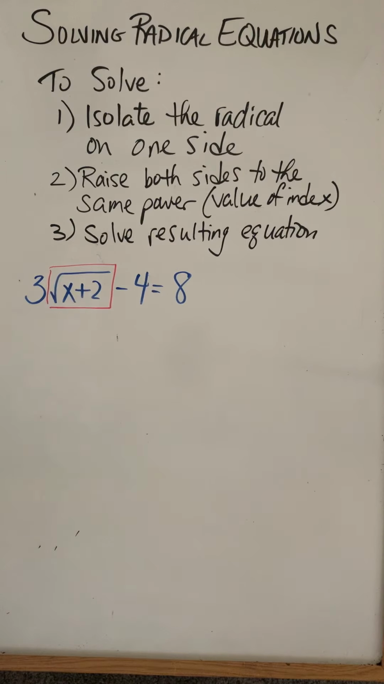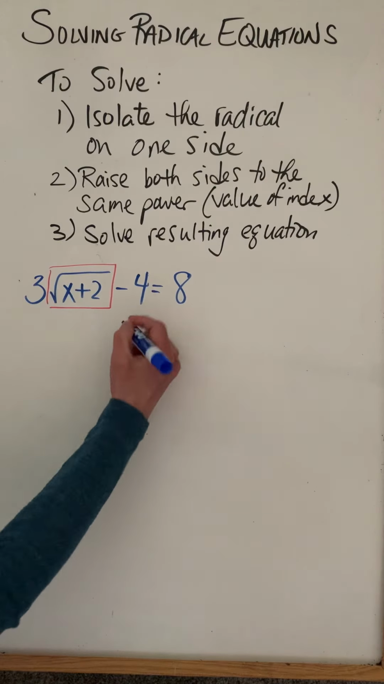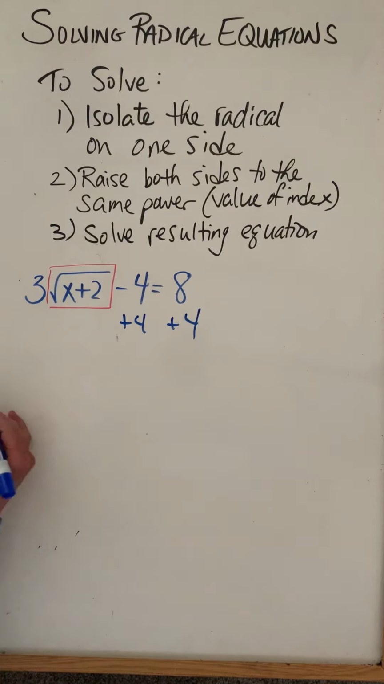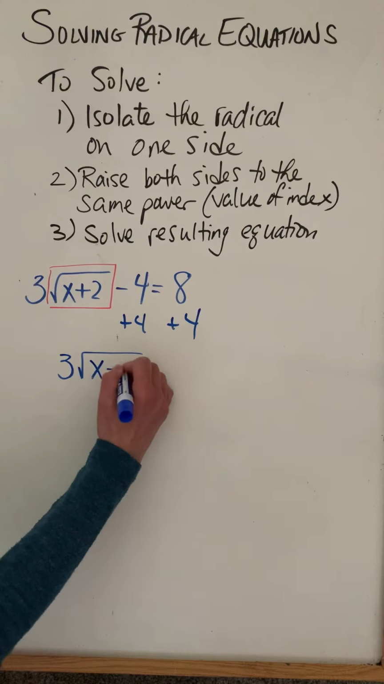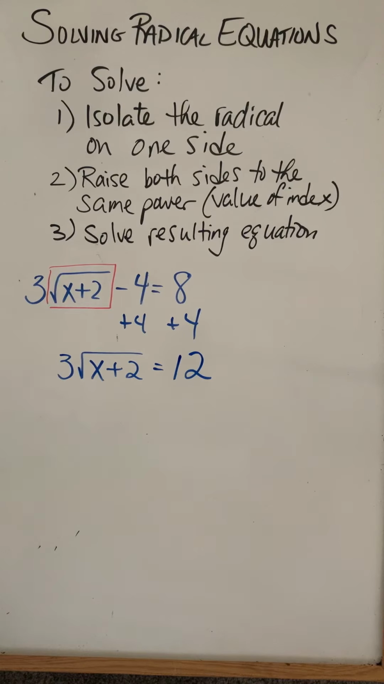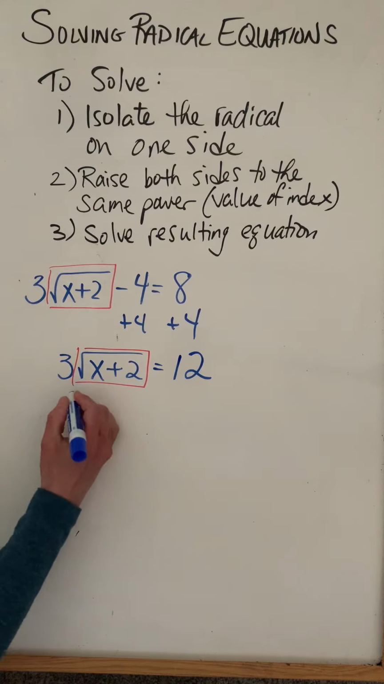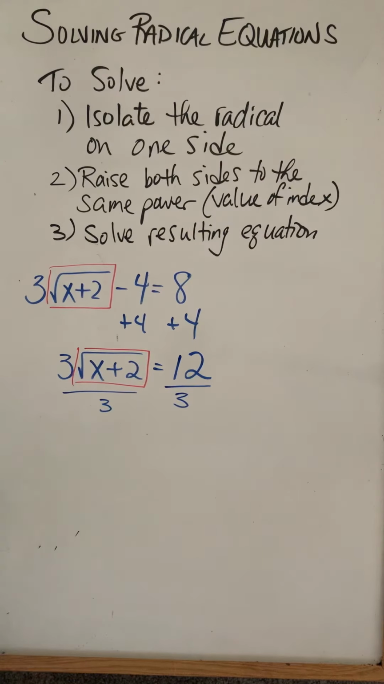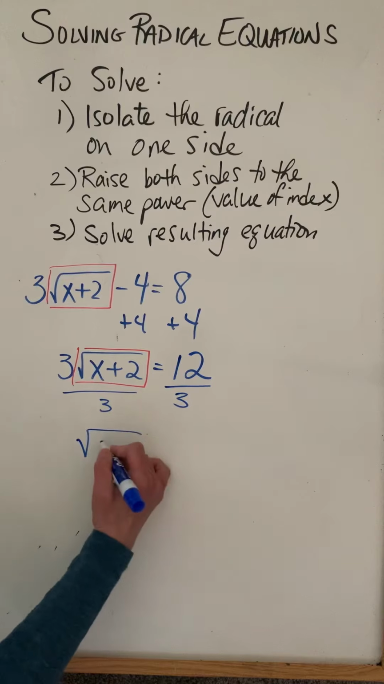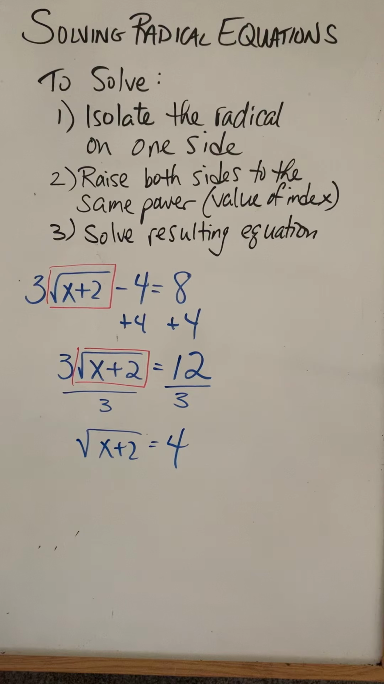The first thing we have to do in order to get the radical alone is get rid of the 4. What are we going to do to both sides in order to get rid of the 4? Let's add 4 to both sides. 8 plus 4 on that side will give us 12. We still need to get that radical by itself, so we want just the square root of x plus 2 alone. In order to get rid of the 3, we will divide both sides by 3. So the square root of x plus 2 is equal to 4.